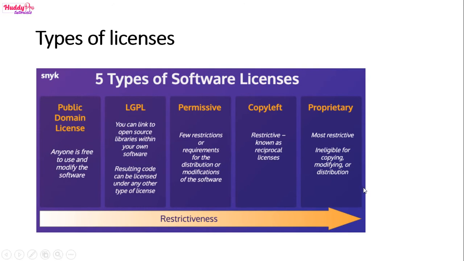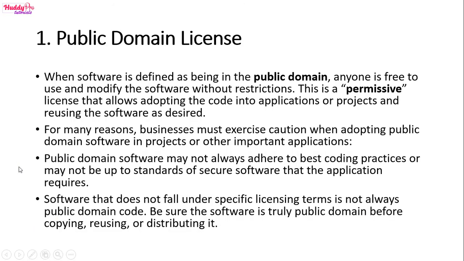Then we have the proprietary type of license. This one is for the copyrighted software or the closed source software, those that are for commercial purposes mainly. This is the most restrictive license and it's ineligible for copying. So if you want your software to be granted rights of copying, modification, or distribution, you can't go with this type of license. Okay.